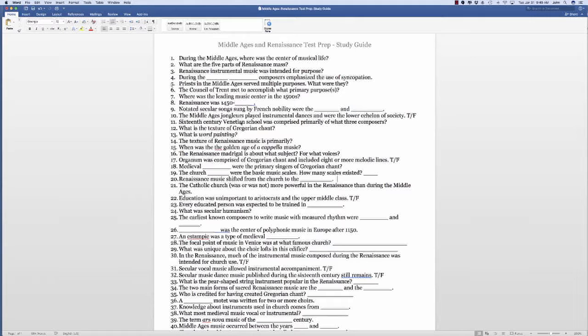Number 17, organum, was comprised of Gregorian chant and included 8 or more melodic lines. Well, we know that's false. Organum is a term that we apply to medieval music that has Gregorian chant, plus it can have one more voice, 2 more voices, 3 more, or 4 more.